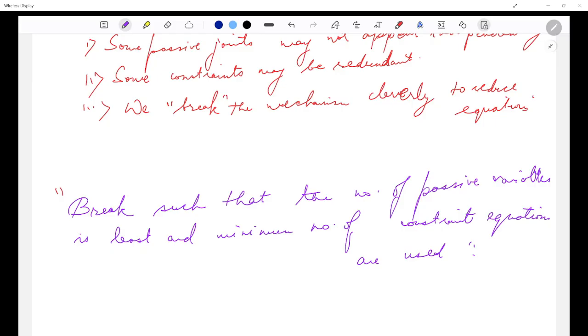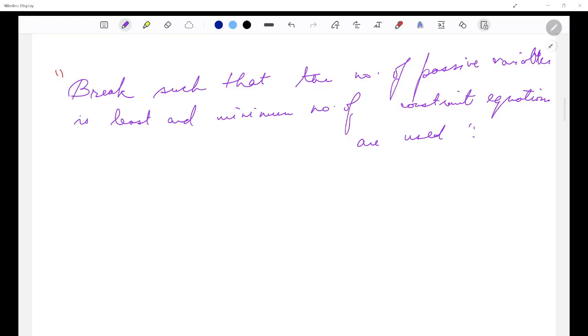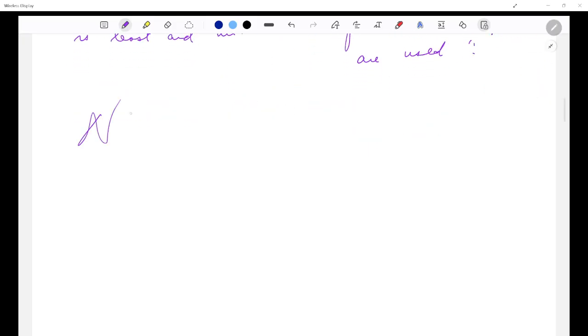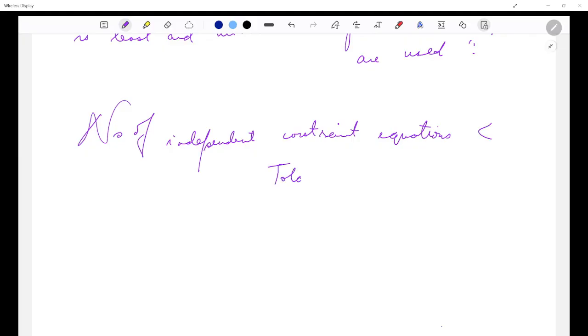Loop closure equations are only written for independent loops and not for every passive joint. So the number of independent constraint equations is less than the total number of passive joints.